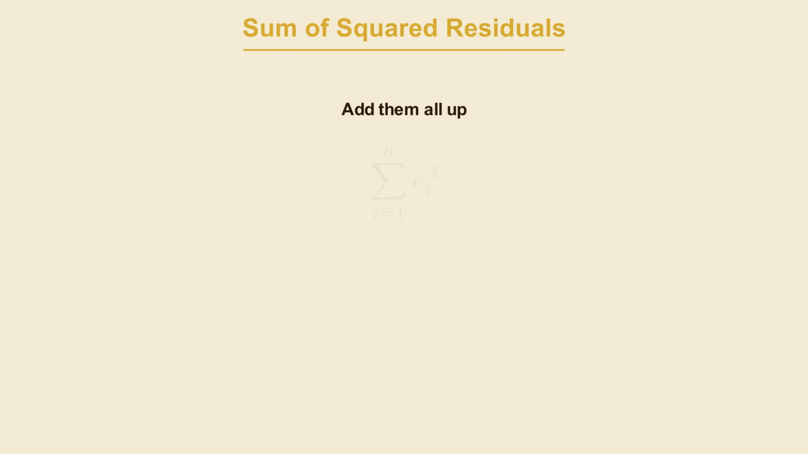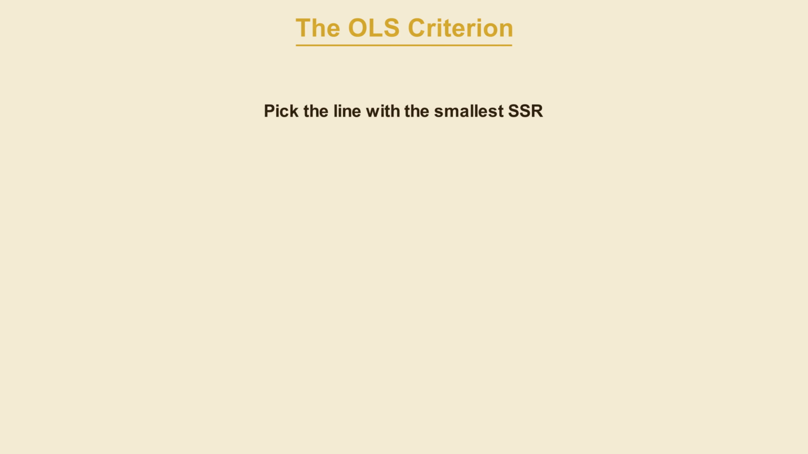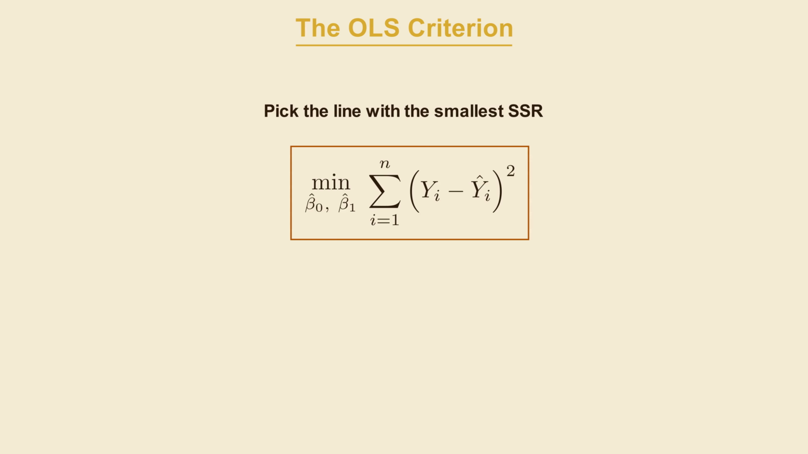So now we add up all these squared residuals across every point in the data. That total is called the sum of squared residuals. You'll see it written as SSR. It's a single number and it measures how badly a given line fits. A small SSR means a tight fit and a large SSR means a loose one. And that gives us the rule at the heart of the whole method. The OLS criterion says, out of all possible lines, we're going to choose the one that makes the sum of squared residuals as small as it can possibly be. So the best fitting line is the one with the smallest total squared error.